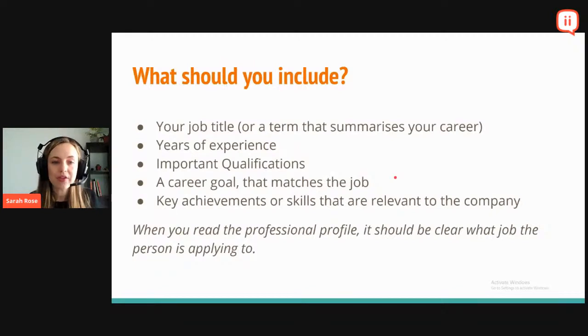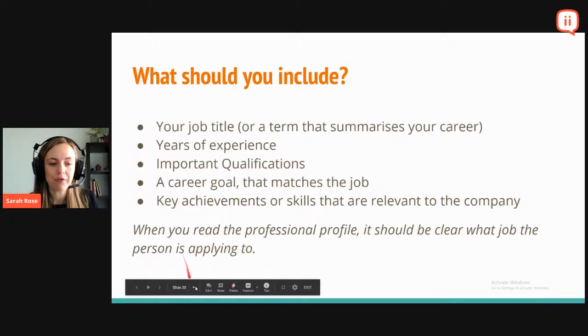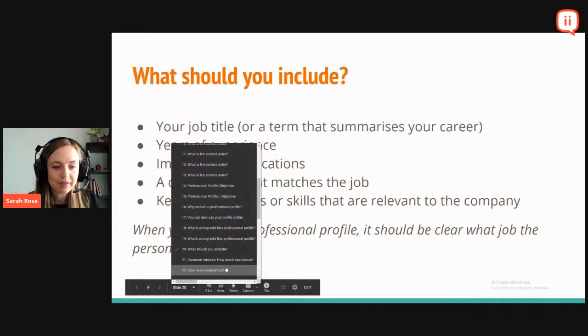The most important thing is when we read a professional profile, it should be clear what job the person is applying to. In the previous example, we didn't know. Did she want to be a computer programmer, a project manager? We don't know. We need to know from the professional profile. Okay.